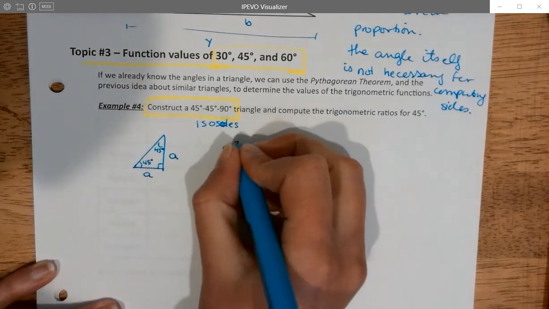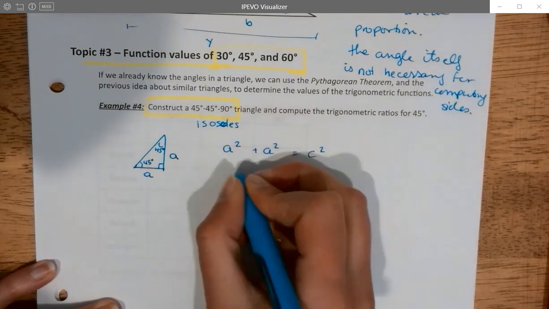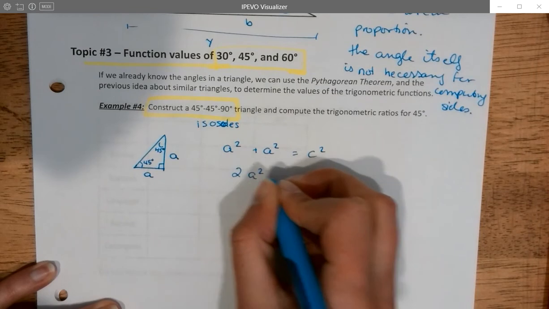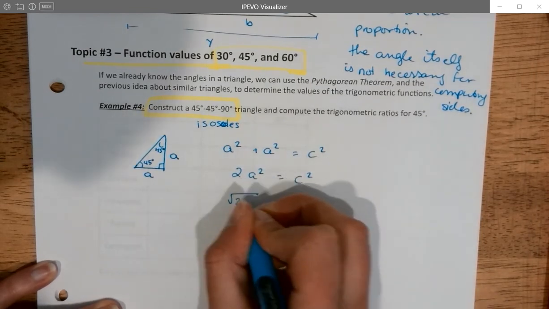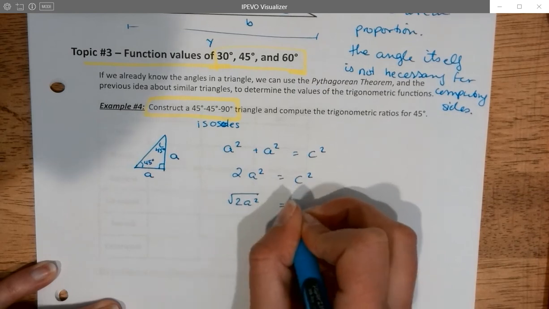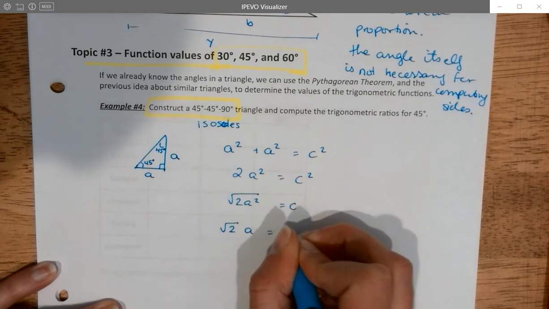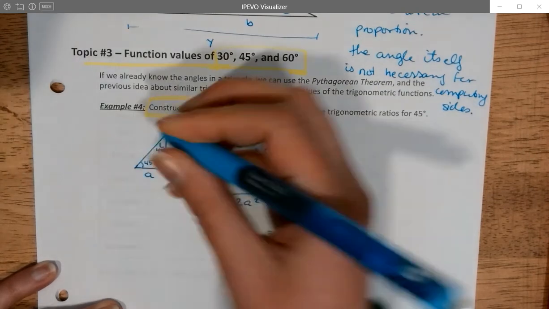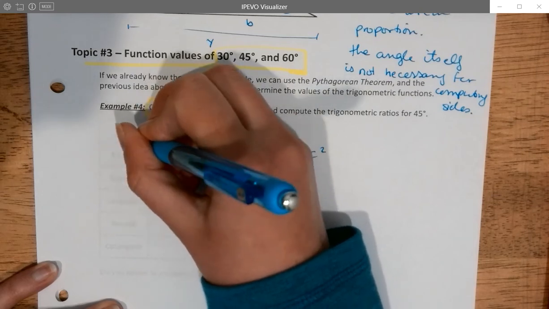So I've got A squared plus A squared equals C squared. So 2A squared equals C squared. And if I square root both sides, the square root of 2A squared equals C. So the square root of 2 times A equals C. So I'm going to label this side C as square root of 2 times A.